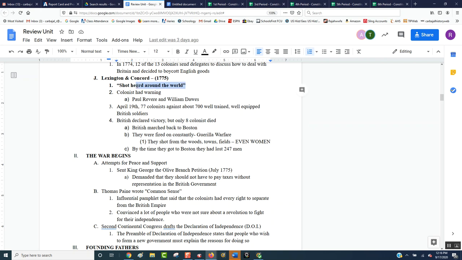Now, why is this called the shot heard around the world? It's called the shot heard around the world, not because, you know, if you were in China and you heard the shot all of a sudden halfway around the world, it's because it started the American Revolution that ultimately leads to the United States being born. So that accidental shot is so important that it's the shot heard around the world.